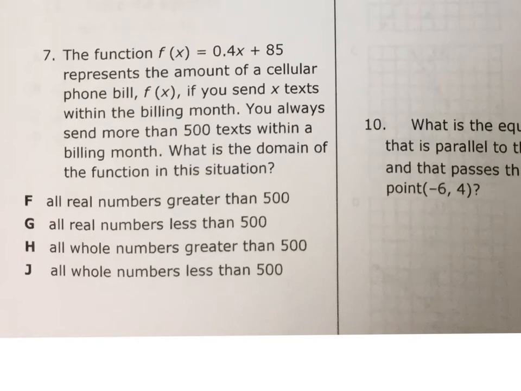All right, number 7. The function f of x equals 0.4x plus 85 represents the amount of a cellular phone bill, f of x, if you send x texts within the billing month. You always send more than 500 texts within a billing month. What is the domain of the function in this situation?